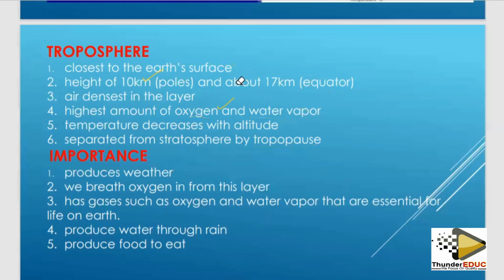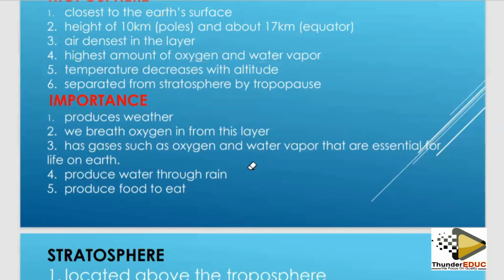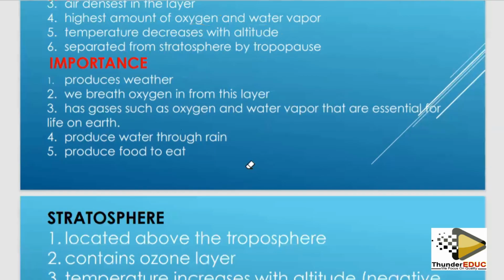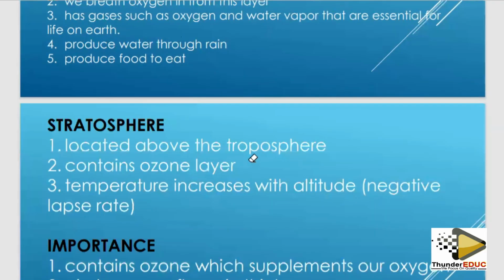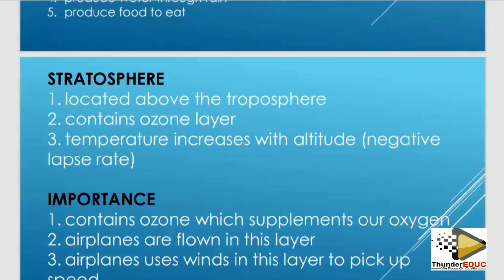Right, and we move on to the next layer. After the troposphere, we said the upper boundary is the tropopause. Then we go to the stratosphere. It's located above the troposphere. Yes, I think it's clear. We have talked about that on the profile. And it contains the ozone layer. We mentioned the ozone layer. That is a layer which protects us from the harmful ultraviolet rays of the sun.